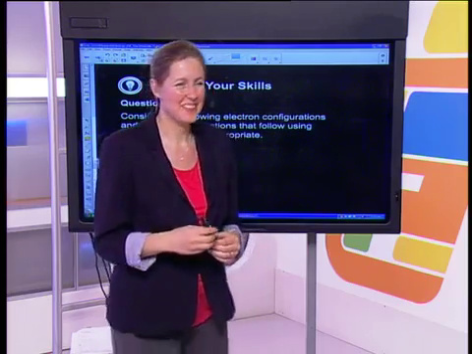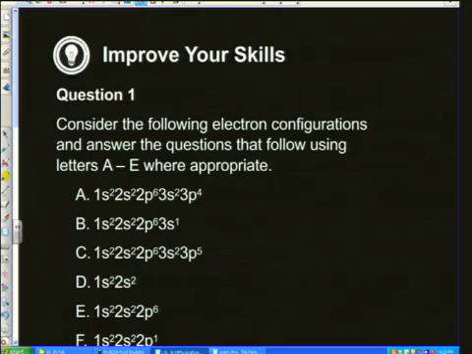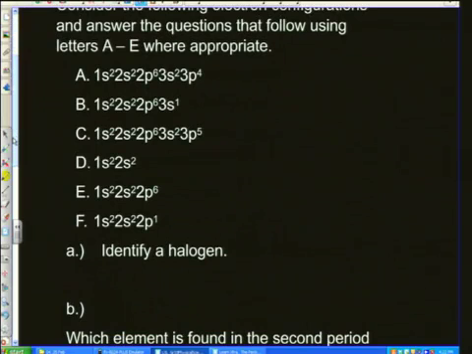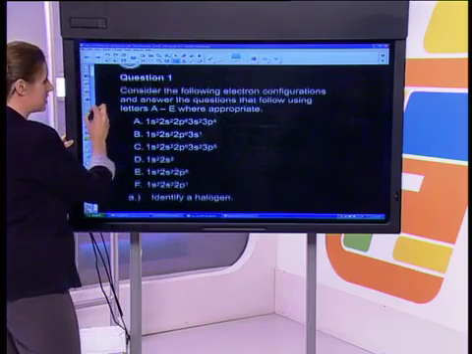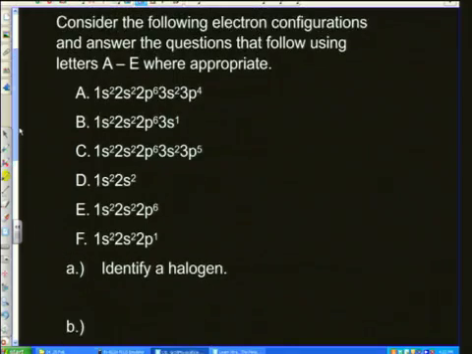Let's go across to improving your skills, because these are the kind of questions that maybe you could come across and see. So consider the following electron configurations and answer the questions that follow using the letters A to E where appropriate. So we've got a list, and this list is giving us a whole bunch of electron configurations for different atoms. And that's, I think, what the question originally said. It would specifically have to be for atoms.